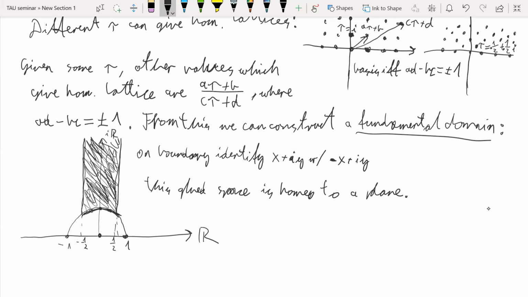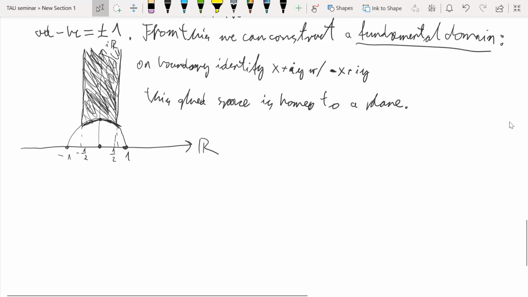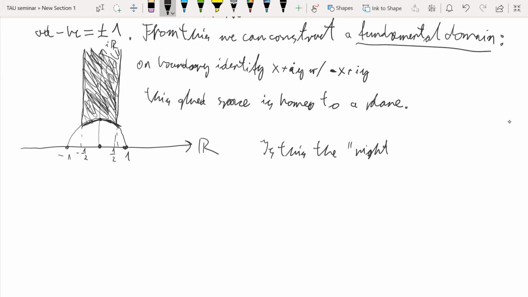Okay. I have about 10 minutes left, so let me slowly start to wrap things up. So we have formed this space, but then we can ask the question, just like we had at the beginning, is this the right space?